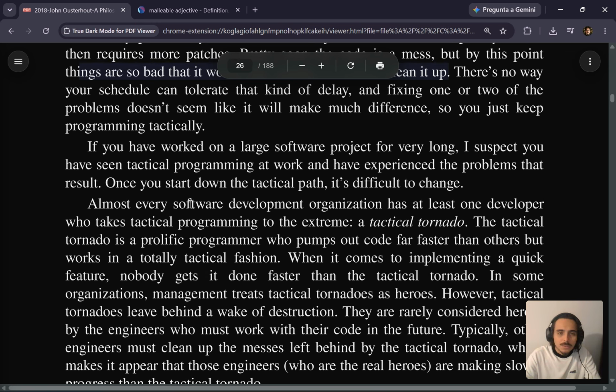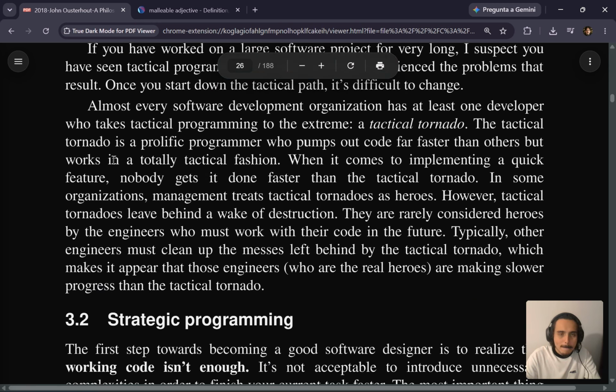Once you start down the tactical path, it's difficult to change. Almost every software development organization has at least one developer who takes tactical programming to the extreme. A tactical tornado. The tactical tornado is a prolific programmer who pumps out code far faster than others but works in a totally tactical fashion. When it comes to implementing a quick feature, nobody gets it done faster than the tactical tornado.